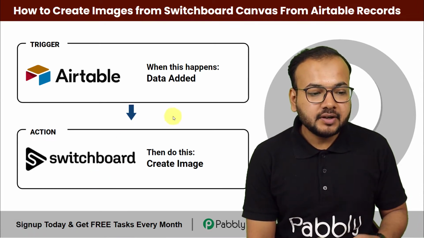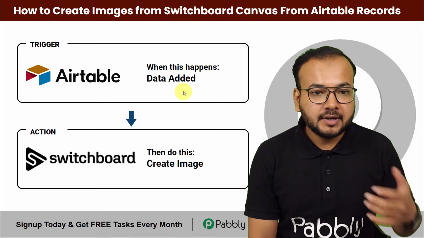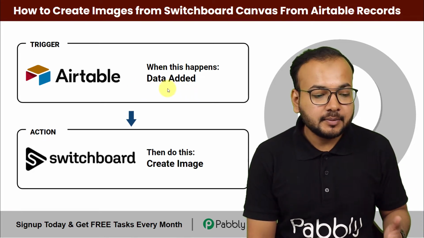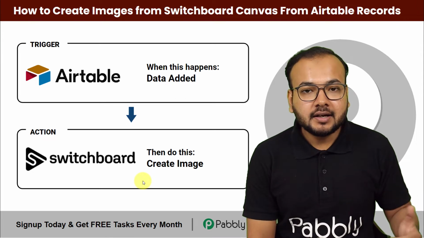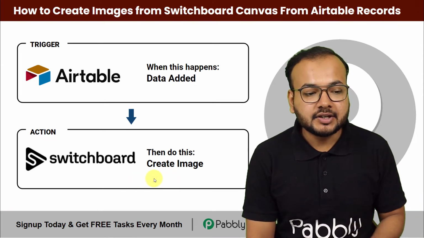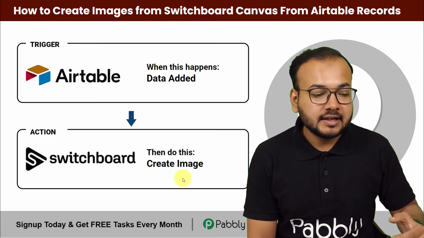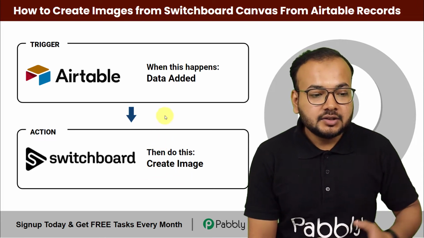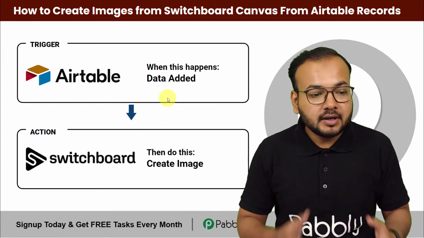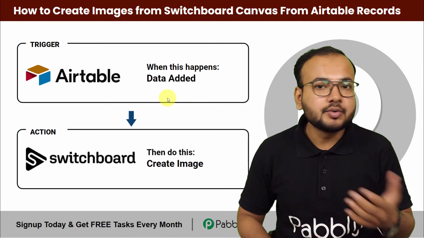And after that, whenever you're going to add the data or the details about the image that you are creating here in Airtable, image will be created automatically out of a template here in Switchboard Canvas application. So guys, you do not have to manually add the details here in Switchboard Canvas, and you can create images in bulk using this automation, and after that you can share those images or use those images.